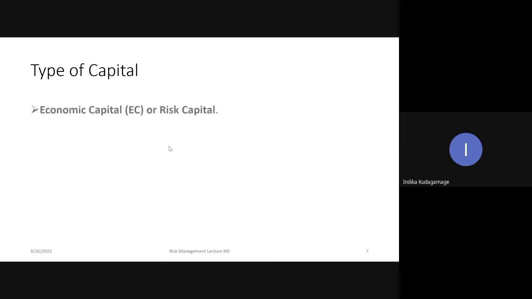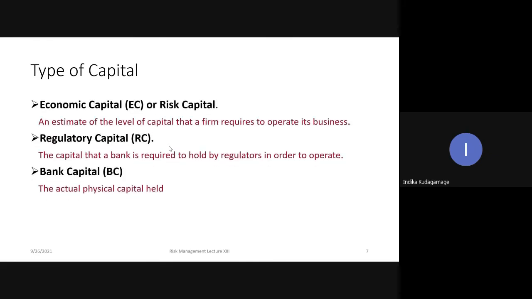So we have different types of capital, right? Economic capital or risk capital, an estimate of the level of capital that the firm requires to operate its business. Based on your portfolio risk level, we can calculate the capital, right? Then we say we need 100 million. Then the regulator, CBSL, says, no, you need to have 120 million capital. Then actually we have 95 million. Bank capital is the actual physical capital. Regulatory capital is the capital suggested by the regulator. As per the guidelines, the capital requirement is economic capital.